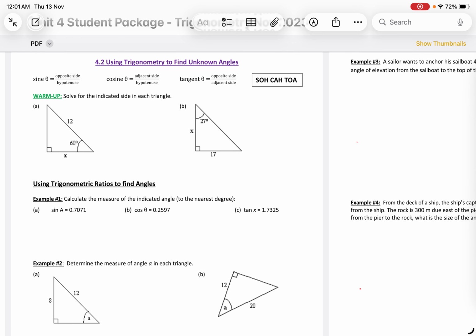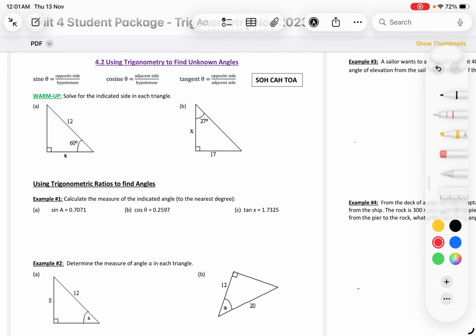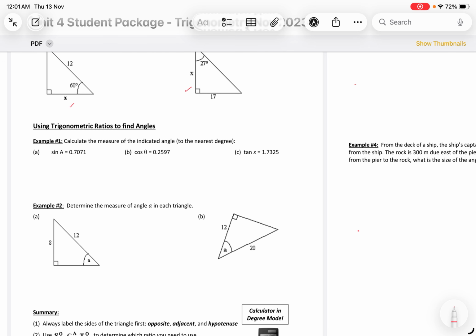Let us move further. Here again we will use your SOHCAHTOA to find these two sides. This you can do yourself. If you have any problem, you can just mention it in the comment section and I will reply back.